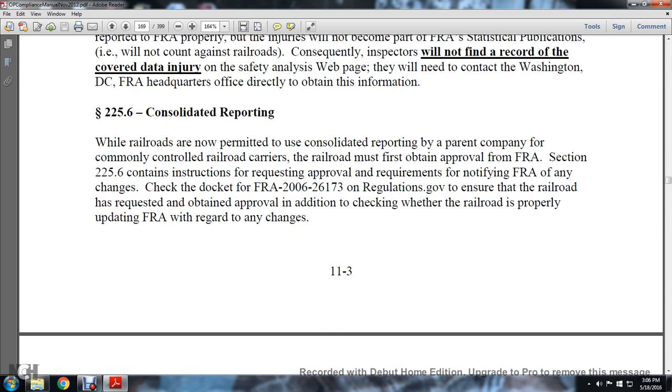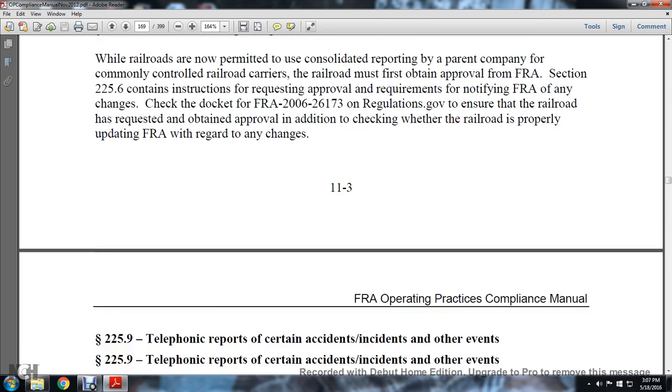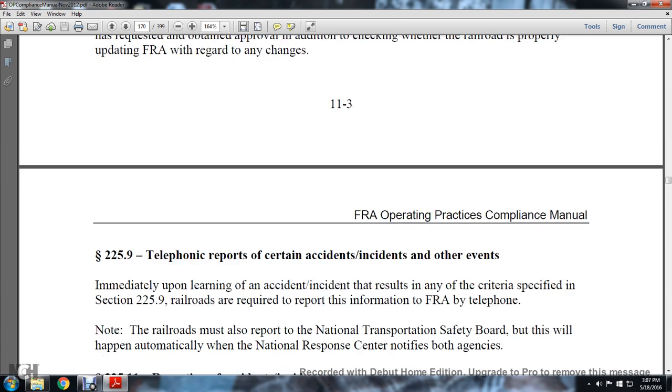225.6 Consolidated reports. When railroads are permitted to consolidate their reporting with the parent company commonly controlled with the rail carriers, the railroad must first obtain the approval of the FRA. Section 225.6 contains the instructions for requesting approval and the requirements for notifying the FRA of any changes in the documents, FRA 2062 and 6173. Inspectors should check the railroad's records to ensure the railroad has obtained approval, and also check that the railroad has properly notified the FRA regarding any changes.